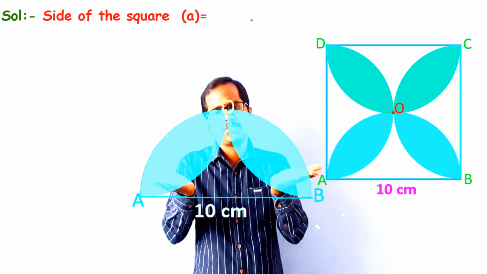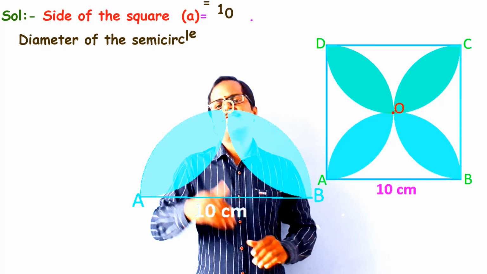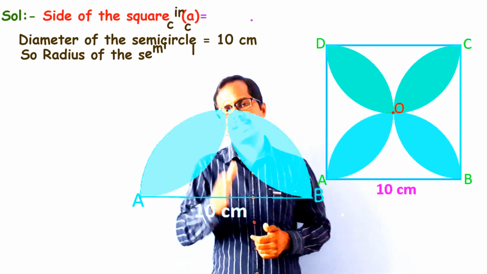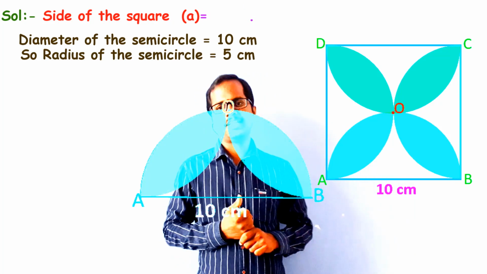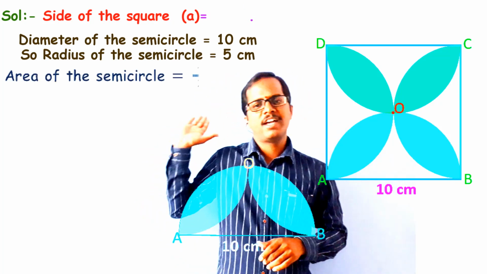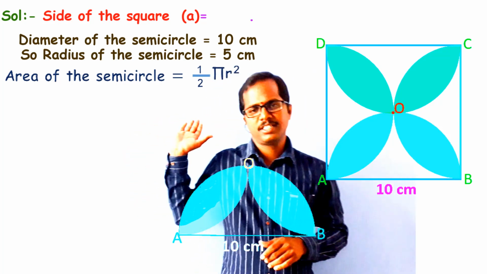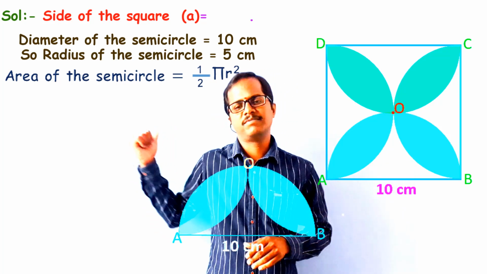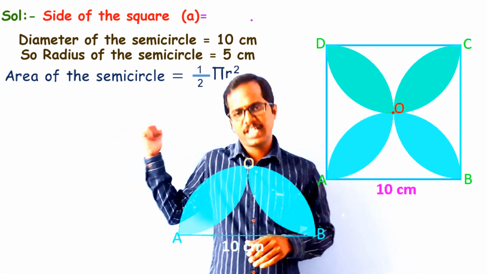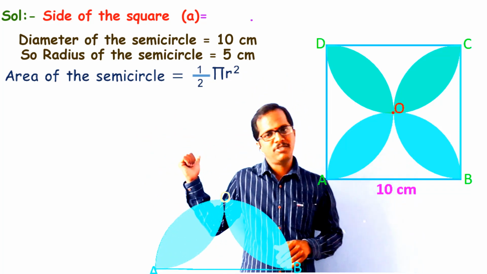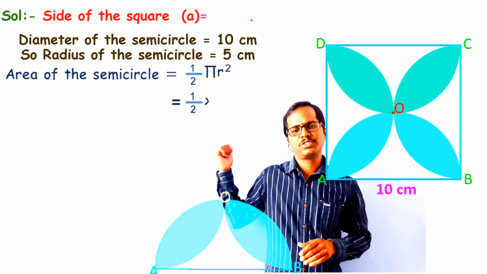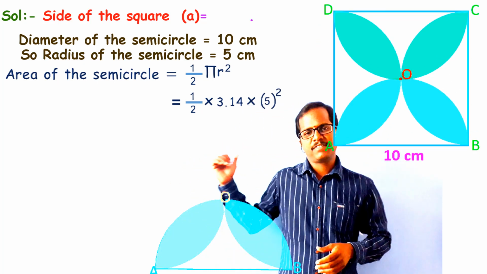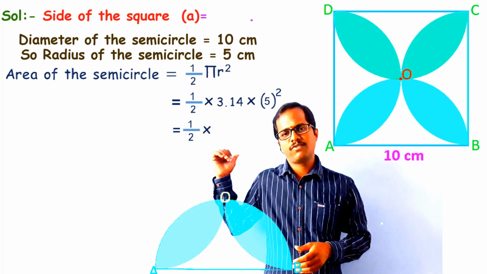Therefore, the diameter of this semicircle is 10 centimeters, and if diameter is 10 centimeters, then the radius is 5 centimeters. So let us substitute r value as 5 centimeters in the above formula. By substituting the corresponding values, we get half into pi, with pi value given as 3.14, half into 3.14 into 5 square, and by expanding we get half into 3.14 into 5 into 5.